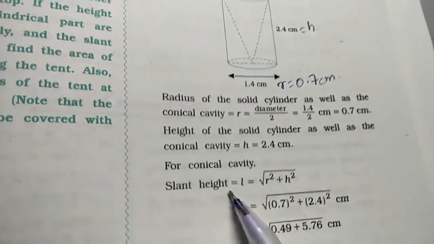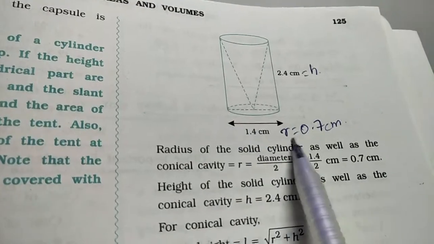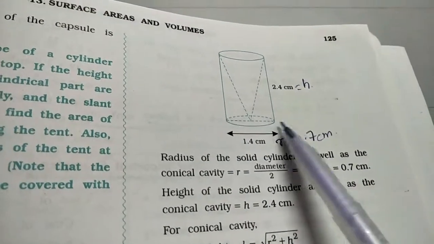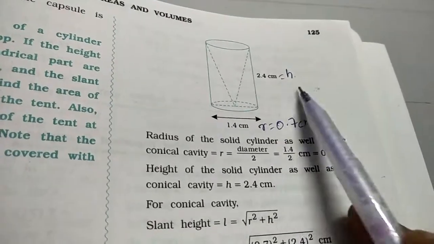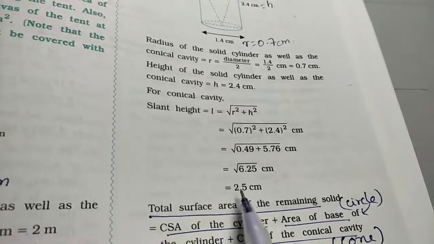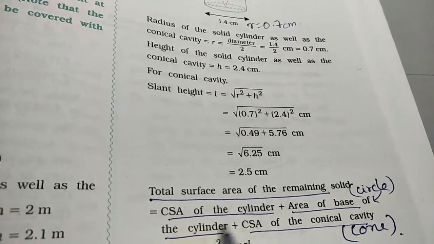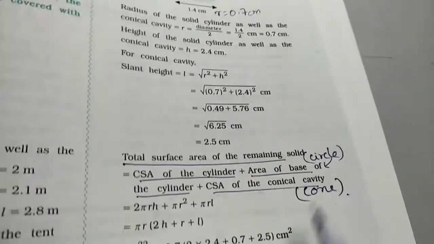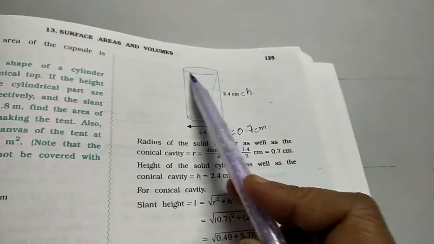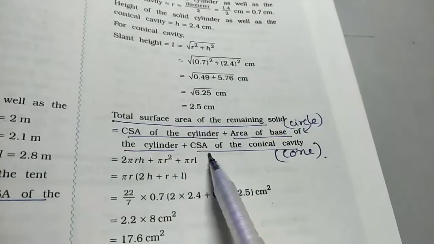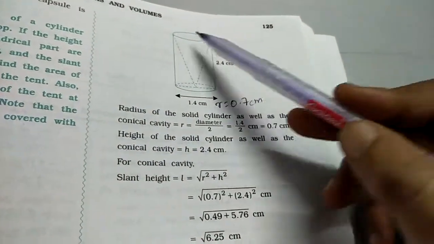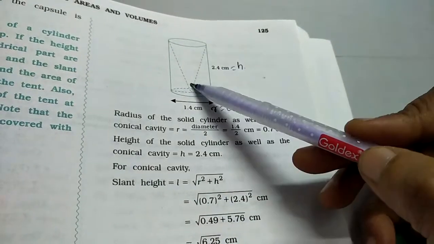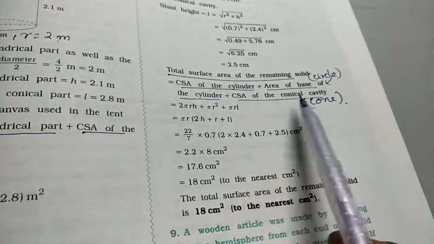Here you have been given a diameter, so the radius will be 0.7, and you are given the height, so you have to find the slant height l using these two values. After you find the slant height, the total surface area will be the surface area of this cylinder plus the base area of the cylinder, that is a circle, plus the surface area of this cone. So three areas you have to find: first of the cylinder, then of this circle, and then of this cone, and you add all three.